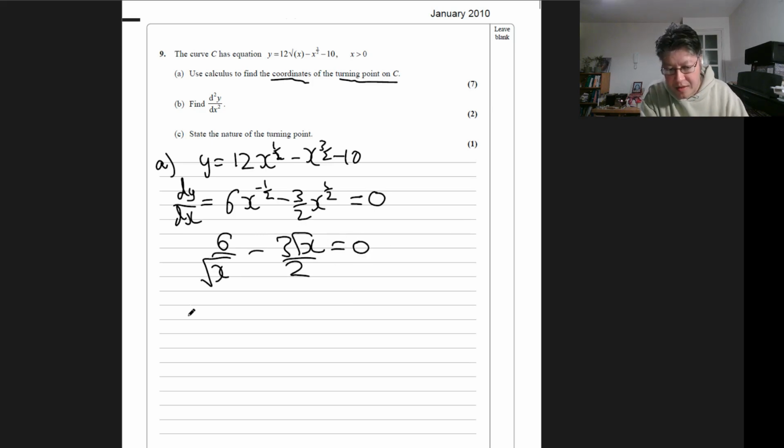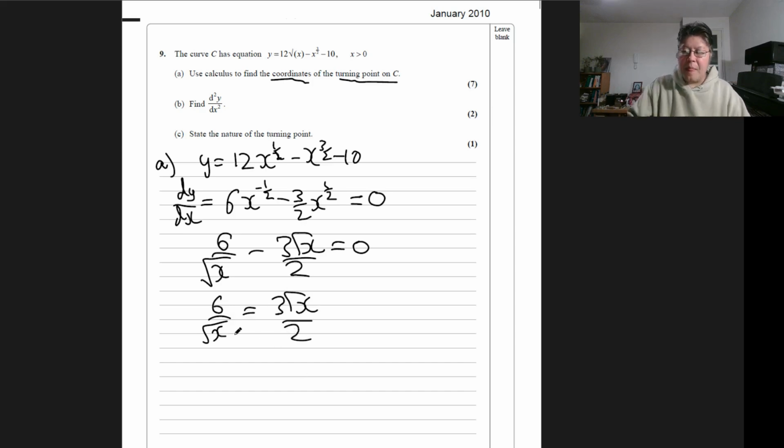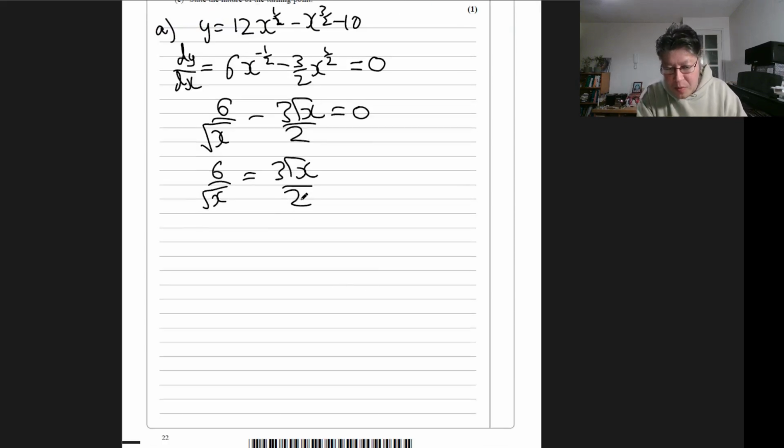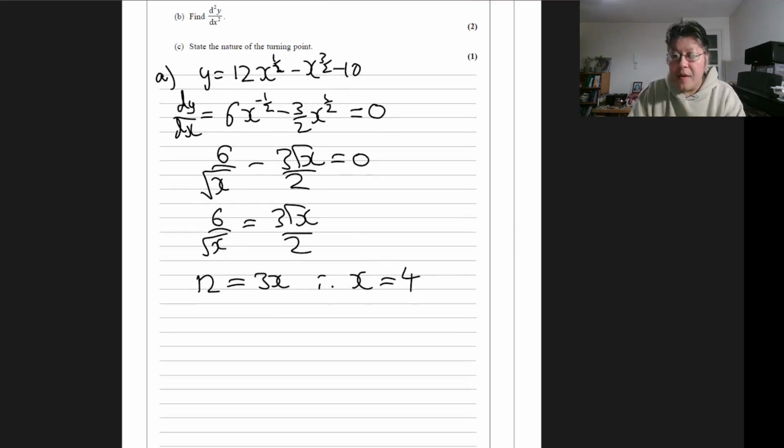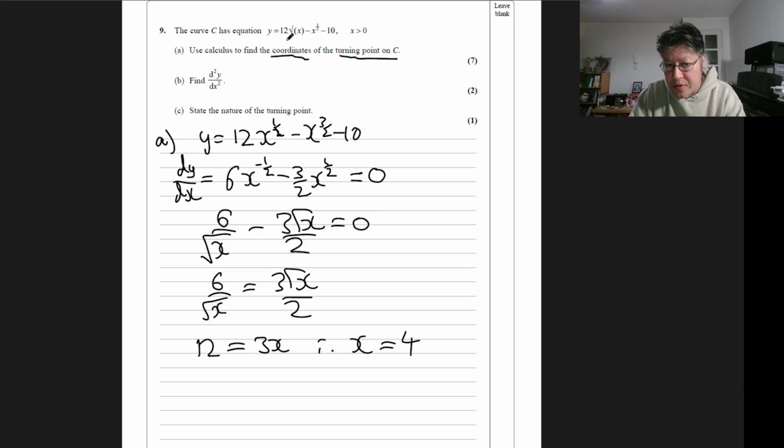And we'll bring this to the other side. So 6 over root x equals 3 root x over 2. And now we can cross multiply. We'll multiply the 2 up over here to give us a 12. And the root x will multiply here to give us 3x overall. So therefore x is 4. So the x coordinate is 4, but they did ask us to get the coordinates, so we do need to get the y coordinate. So let's plug 4 back into the original equation.